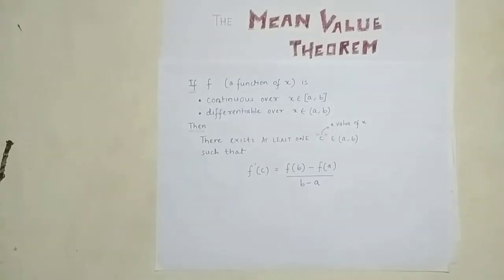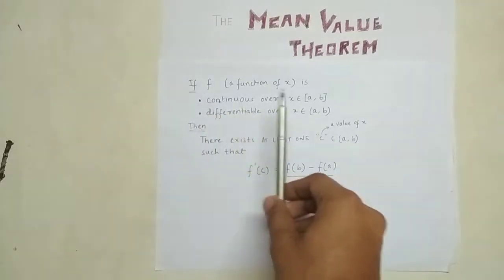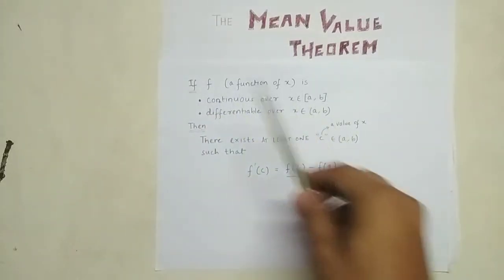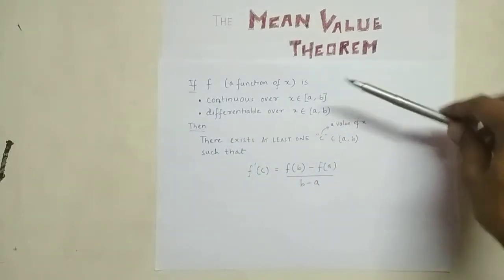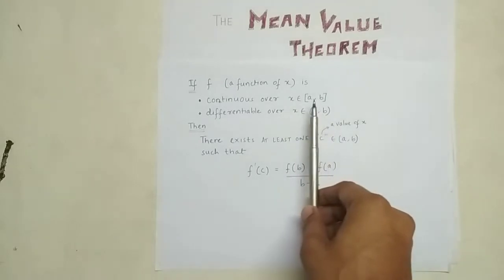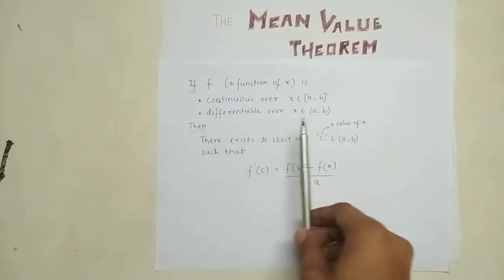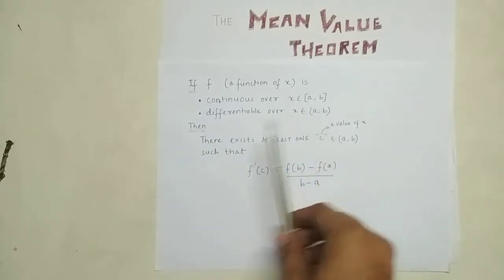Here is the formal mathematical statement of the mean value theorem. It says that for a function f, which is a function of x, if it has these two traits: number one, it is continuous over a closed interval, say [a, b], and second, it is differentiable over the interior of the same interval.